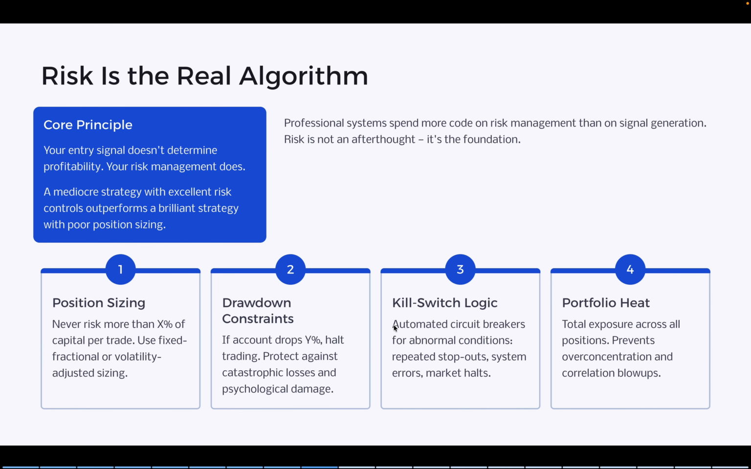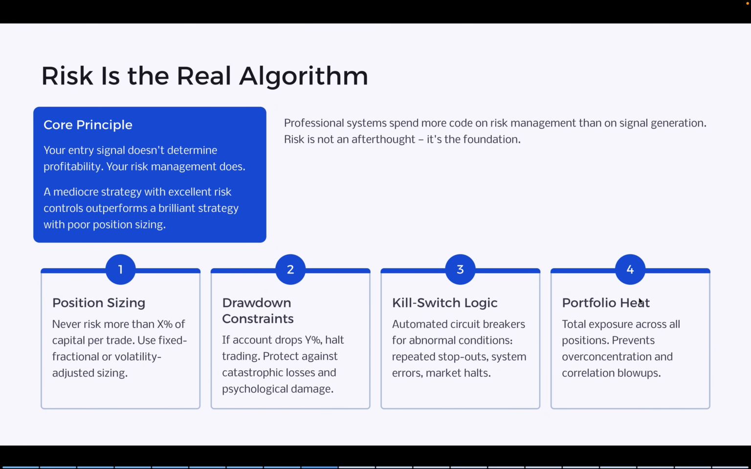So it's basically automated circuit breakers for abnormal conditions. For example, your kill switch logic works like this. Let's suppose there are system errors coming from your API that is connected with your exchange. Then what would happen is you would just shut your algo down. You would kill your algo temporarily for the meanwhile. So that's what a kill switch logic is.